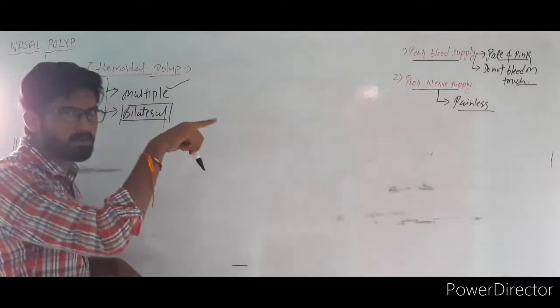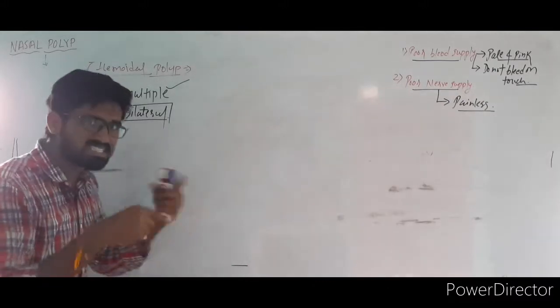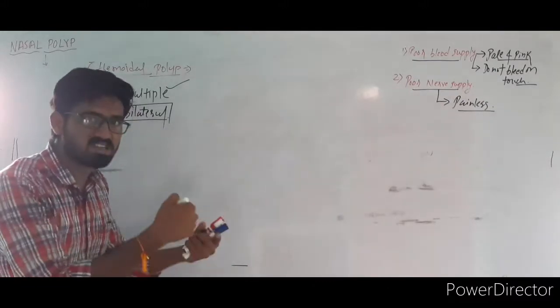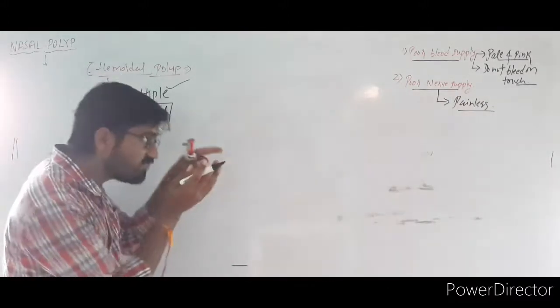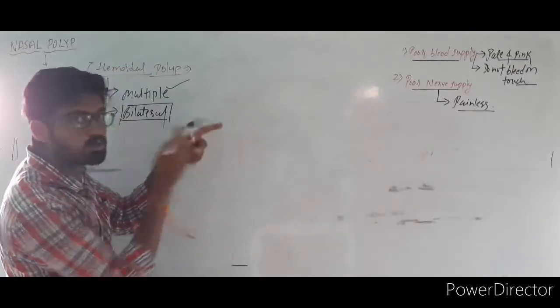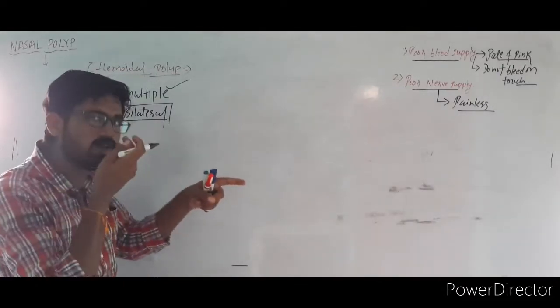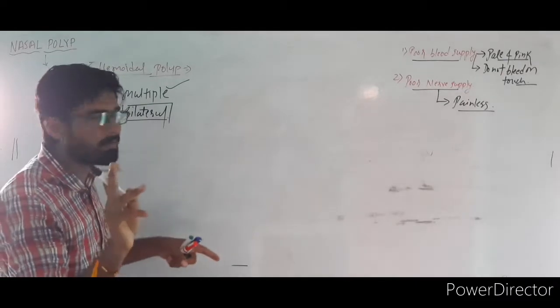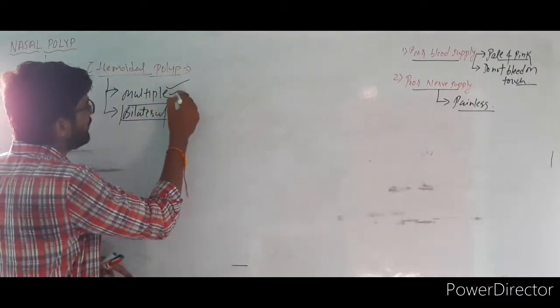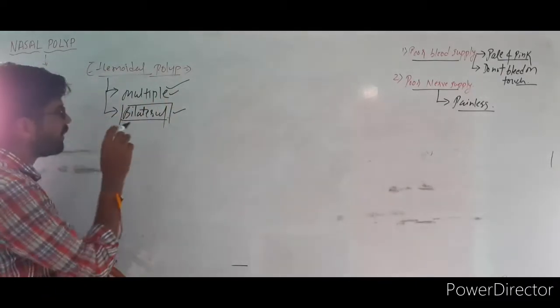And what about the maxillary sinus? It follows infections. If there is any infection, that infection leads to a maxillary polyp. The infection is localized to one side, right? So there will not be a bilateral polyp. So that is multiple and bilateral. Now you know the causes.